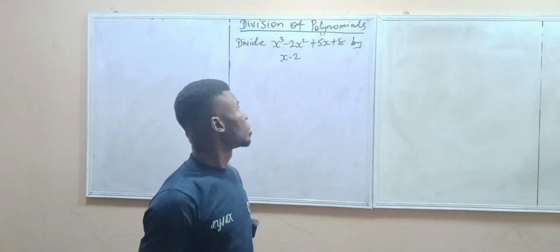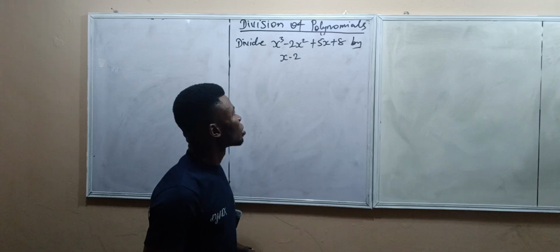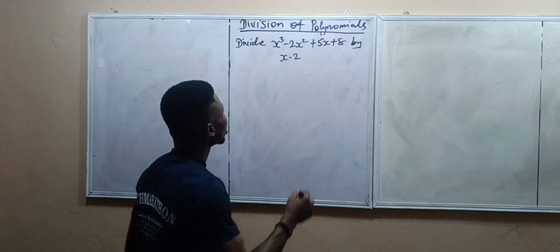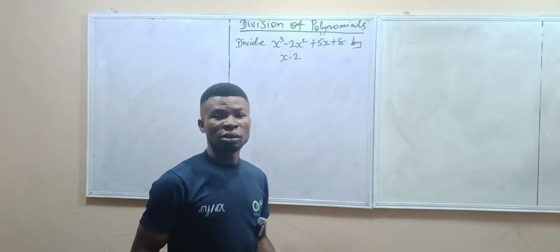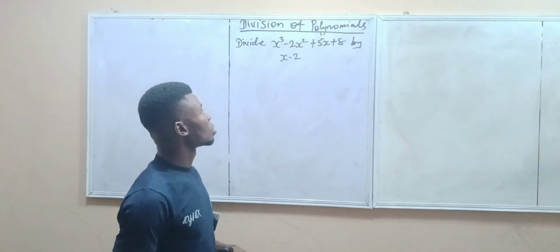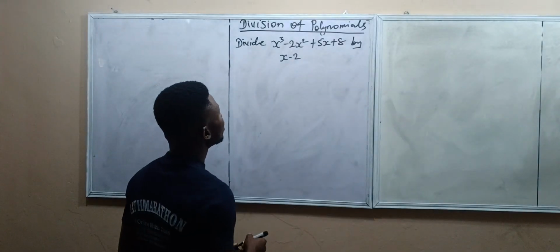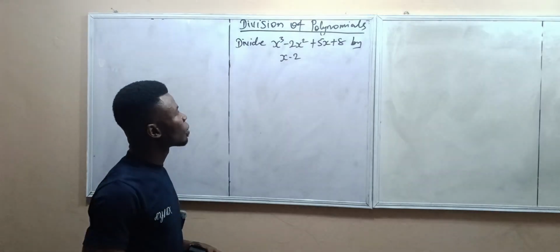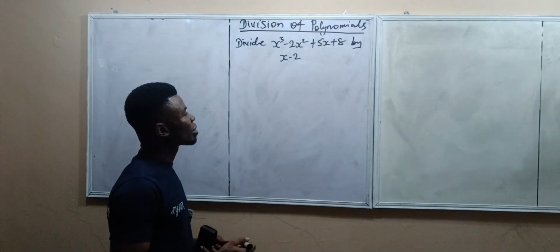Still on division of polynomials. We have this question to deal with. It says, welcome back, great mind. Still on division of polynomials, and we have this question to deal with. It says, divide x cubed minus 2x squared plus 5x plus 8 by x minus 2.